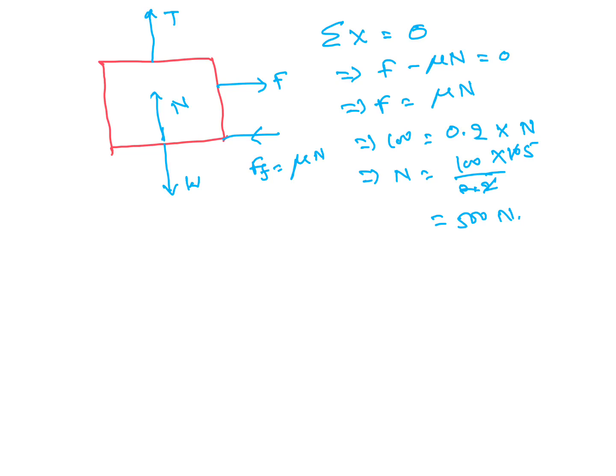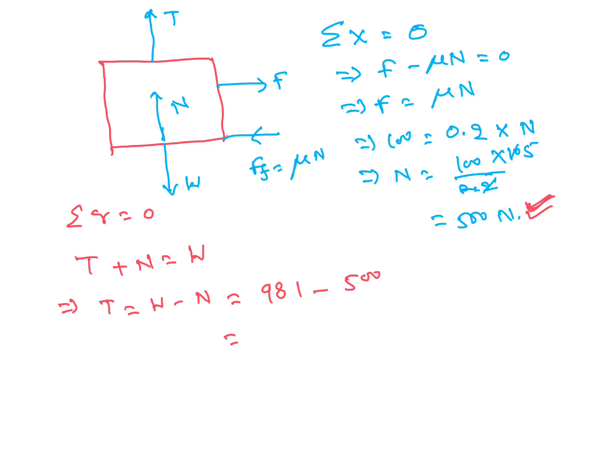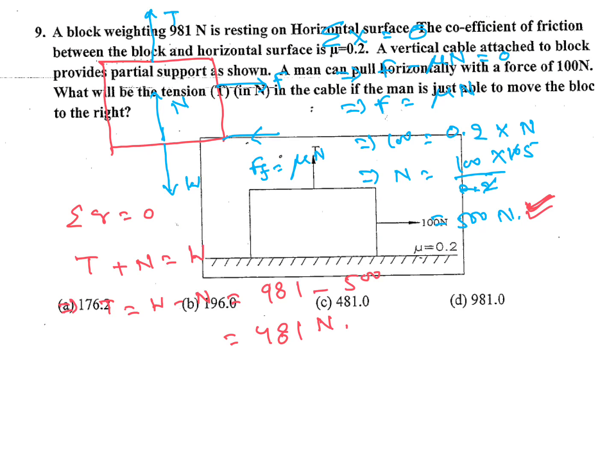Then we will use this N value, summation of vertical forces equal to 0. So T plus N equal to W. We have to calculate T, W minus N. W given, 981 minus N. Here we got N, the normal reaction, it's 481 Newton. So from the options, C is our answer.